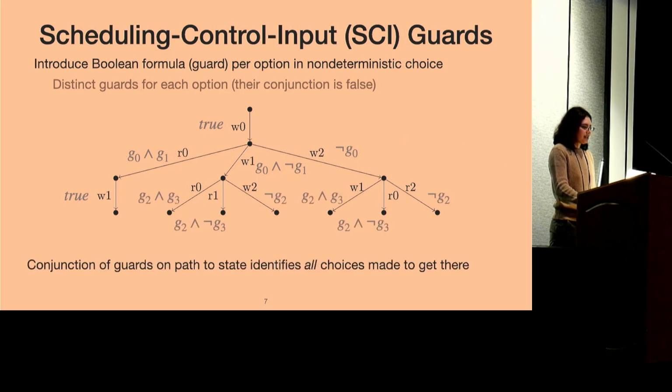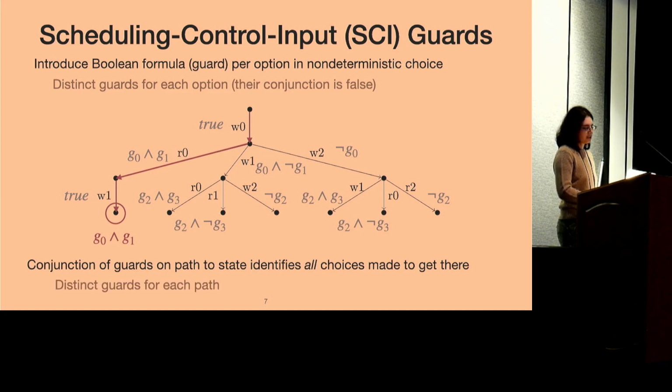The idea is that if we take the conjunction of guards along the path to a state, then this will identify all of the choices that we made to get to that state. For example, we can consider this state and the path to it, and take the conjunction of the guards on the path, and this gives us the SCI guard for this state. And we have distinct guards for every path in the execution tree. So if we take any 2 states in different paths in the execution tree and look at their SCI guards, the conjunction of those guards will be false.